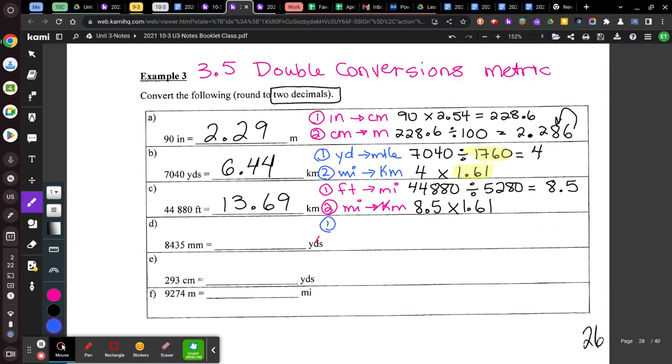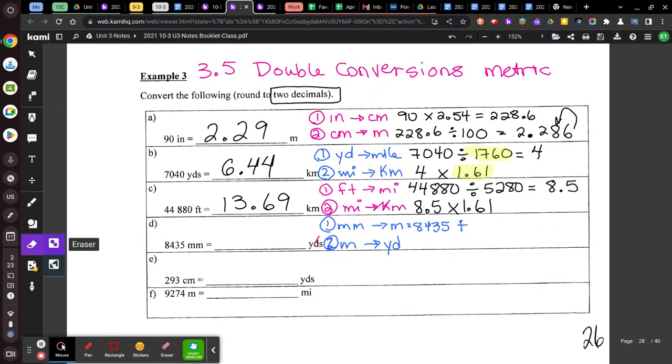Yeah. On D, we're going millimeter. We want to go millimeter to yard. There is no conversion from millimeter to yard, but there is a meter to yard. So we need to go millimeter to meter, then meter to yard. Okay, so that's the conversion. So millimeters, 8435, and we are dividing by 1,000.